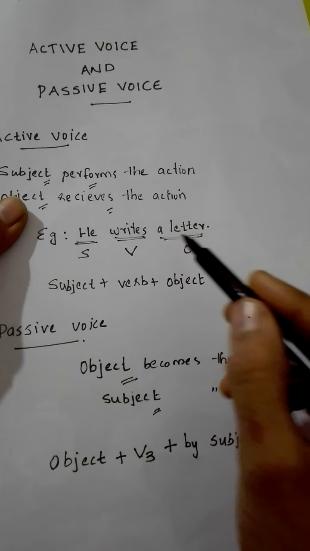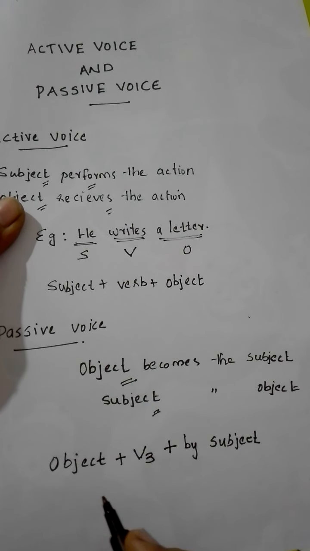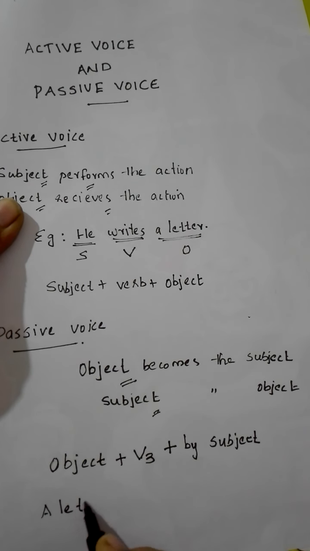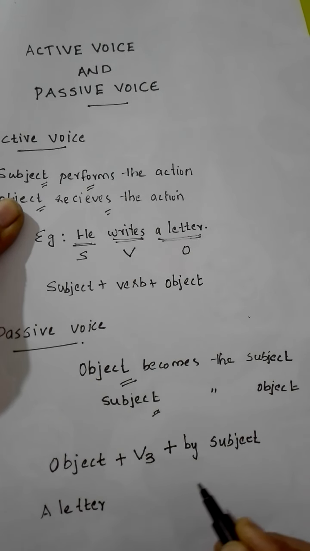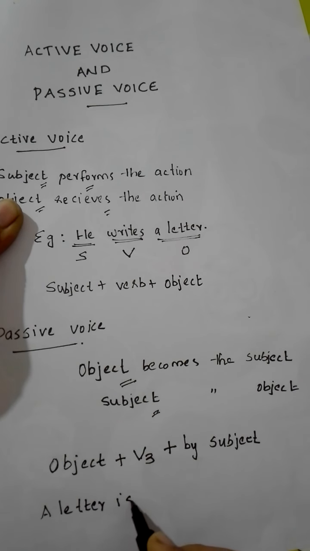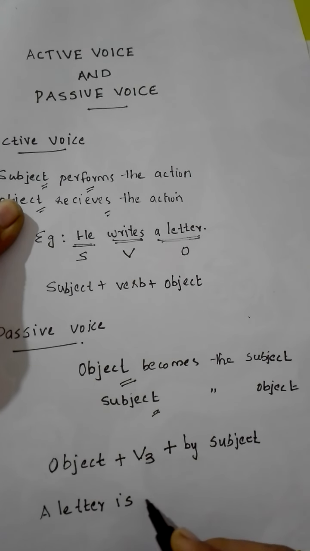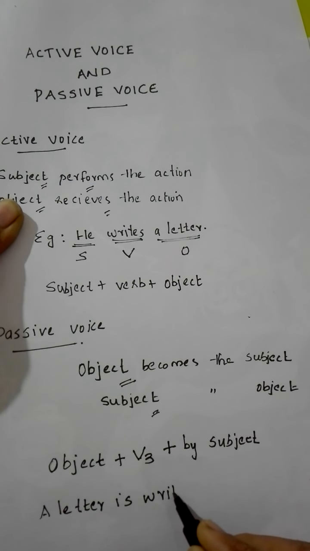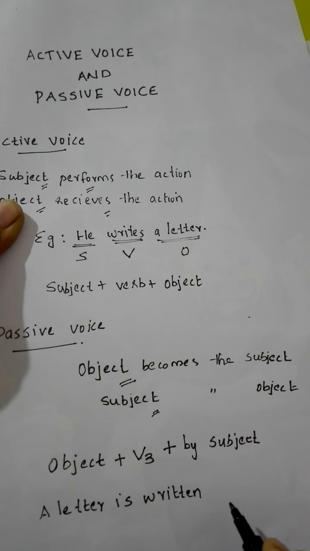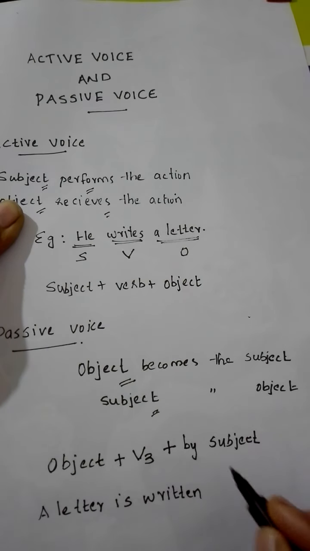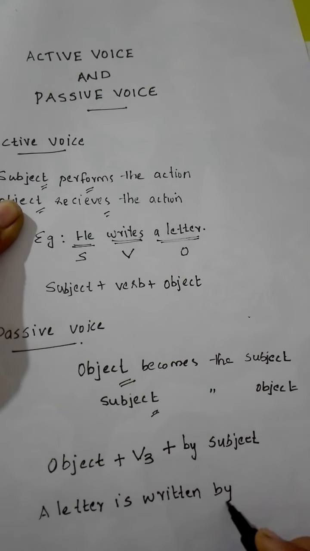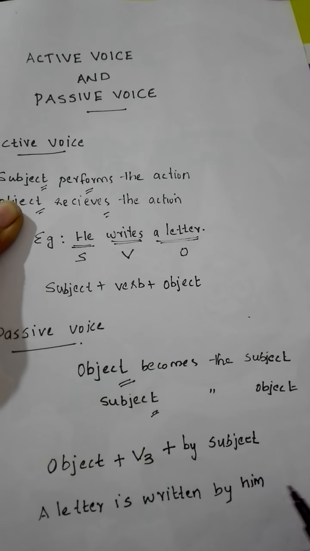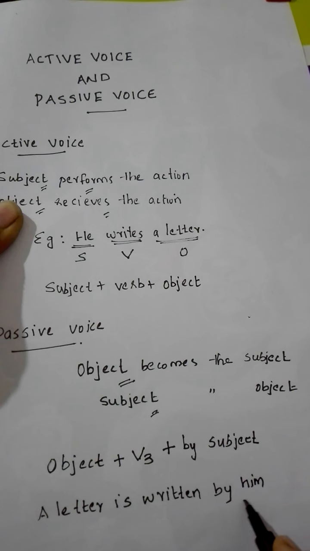So what we have to do? A letter should be in the position of subject. A letter. Okay. See the change. A letter. And V3 means the third form of writes. What is that? Written. Right? A letter is written by subject. By he should become what? Him. So this is the conversion of passive voice.